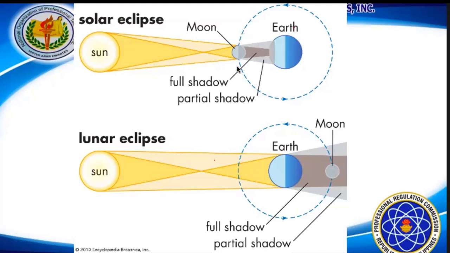Whereas pag lunar eclipse naman sa gabi, the earth is between the moon and the sun. The earth naman ang nasa gitna. Okay, solar si moon ang nasa gitna, lunar si earth ang nasa gitna. Dito naman hindi mo makikita si moon kasi binablock din siya ni earth.